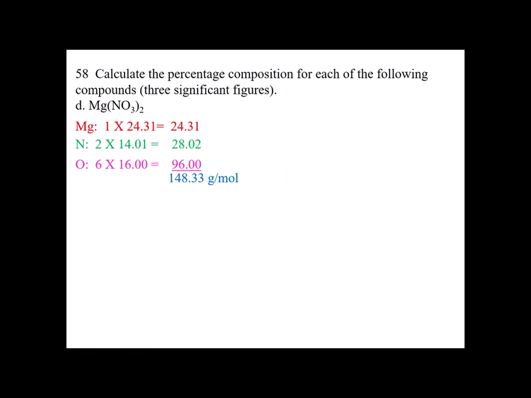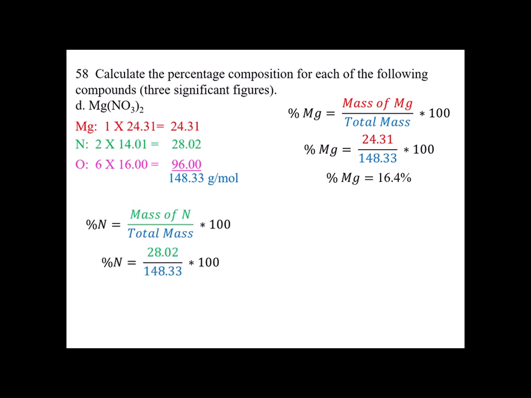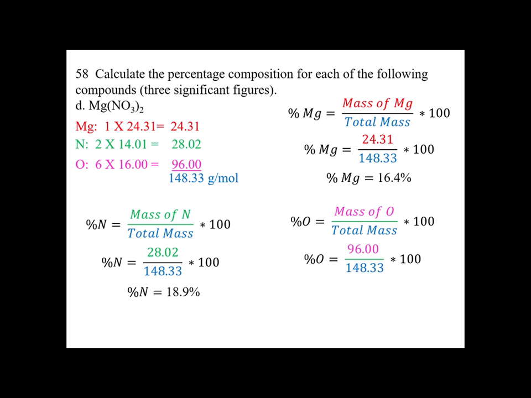So again, the percent magnesium is going to be the mass of magnesium over the total mass times 100. So it's 24.31 divided by the total of 148.33 times 100 gives me 16.4. The percent nitrogen is the mass of the nitrogen over the total mass. So 28.02 divided by 148.33 times 100 gives me 18.9. And the percent oxygen is the mass of oxygen, 96, divided by the total mass of 148.33 times 100. And so there's what the numbers put in, and I get 64.7.